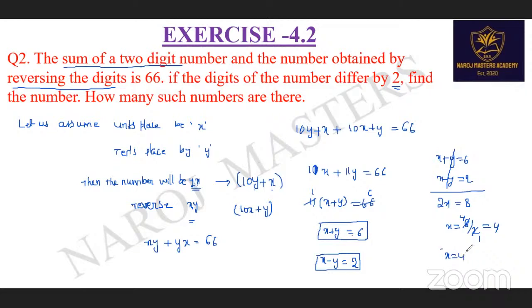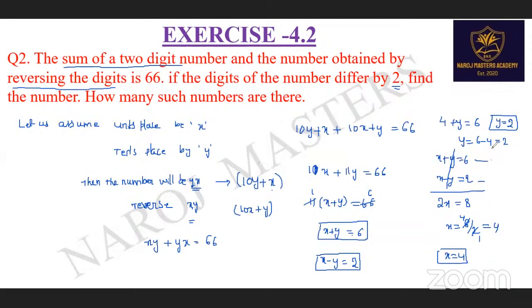What is x here? x is our units place. Then find the y value. Substitute either in this equation or in this equation. x is equal to 4, so 4 plus y is equal to 6. So y is equal to 6 minus 4, that is 2. So what is the y value here? Y is equal to 2.